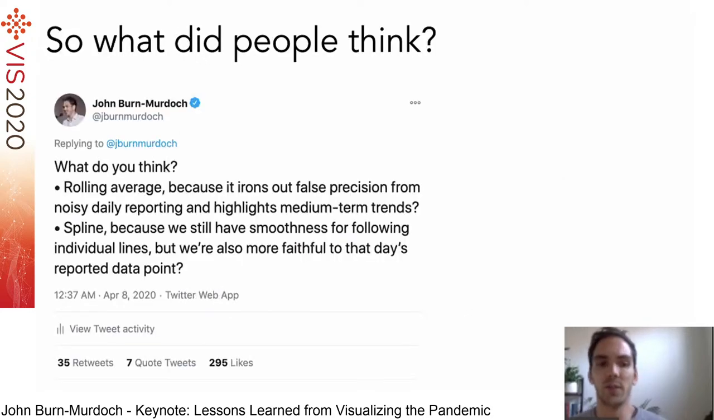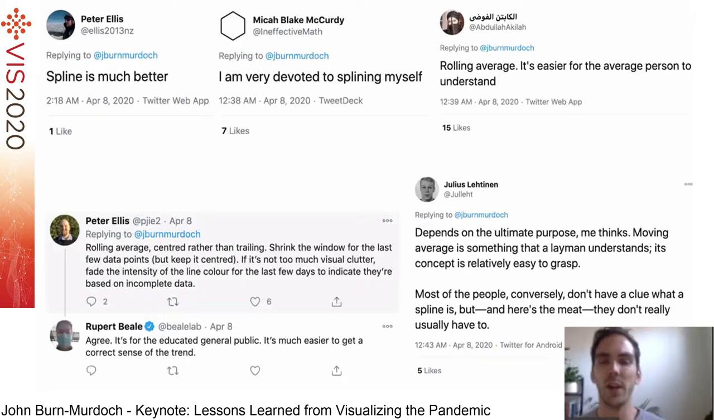And I then asked people, what do they think? Do they prefer the rolling average that irons out the false precision of daily data and highlights the medium term trends? Or do they like the spline because we have that smoothness, but we're also faithful to that day's reported data point? And just like clockwork, of course, the responses to this were extremely divided.